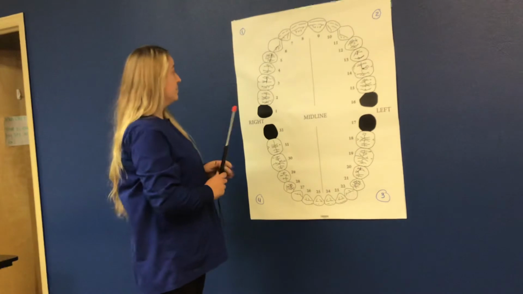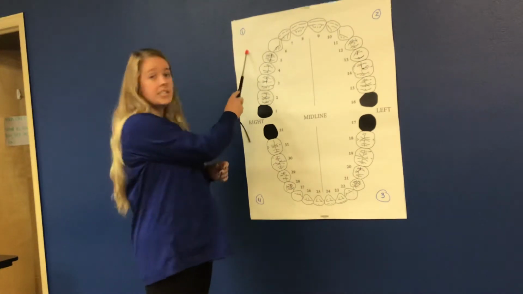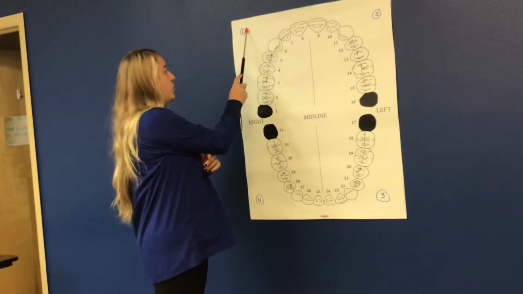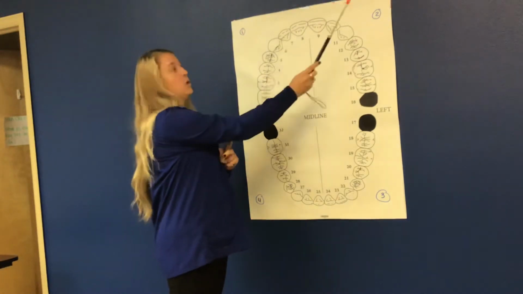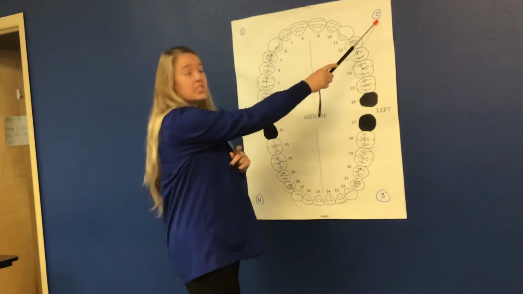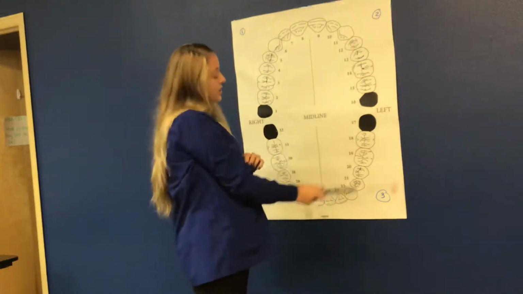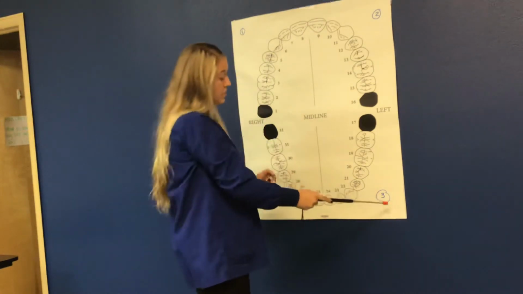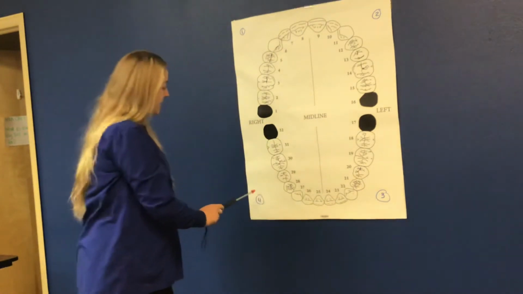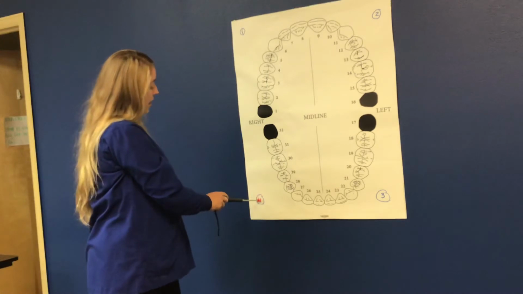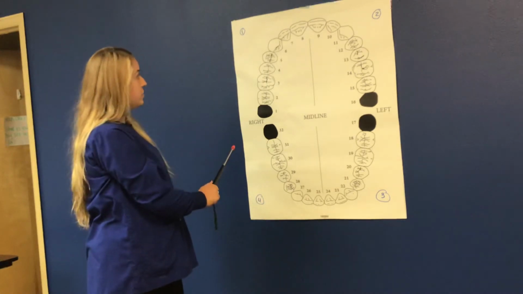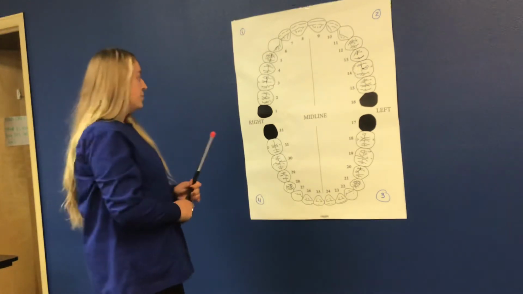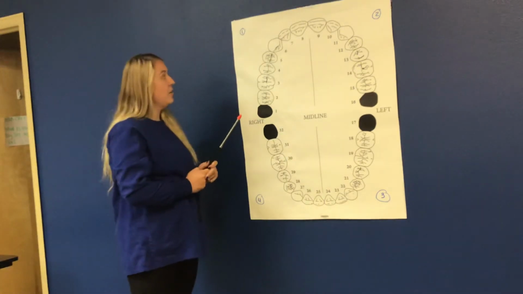So to begin, on our upper right, we have quadrant 1. Then we jump over to our upper left, which is going to be our quadrant 2. We're going to jump down to our lower left, which is going to be our quadrant 3, and then jump over to our quadrant 4, which is going to be our lower right. So those are your 4 quadrants. We will go over the teeth now.